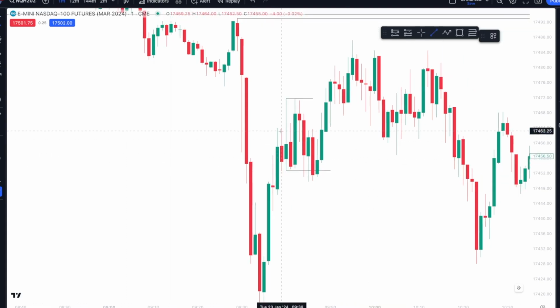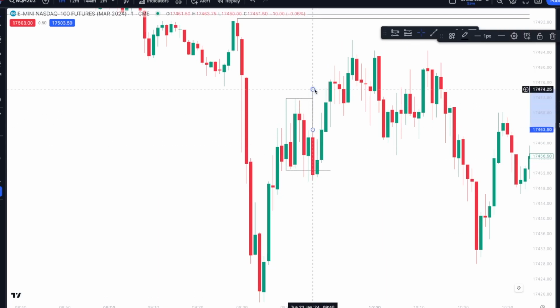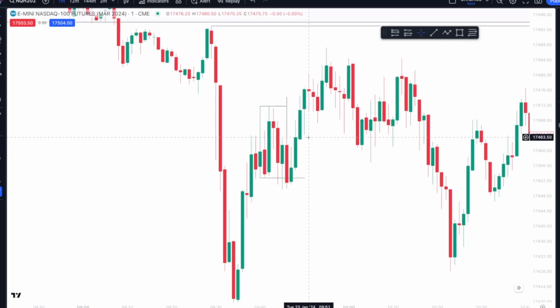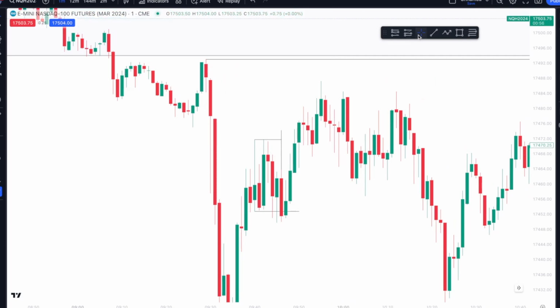In order to establish a high, the candle that makes the highest point of the leg needs to get closed below. Meaning, let's say that we didn't get a closure here, and then let's say that this candle went higher than this one, we would now be waiting for a closure below this candle to establish it as a high. So let me show you some more examples. I know that kind of sounds complicated.